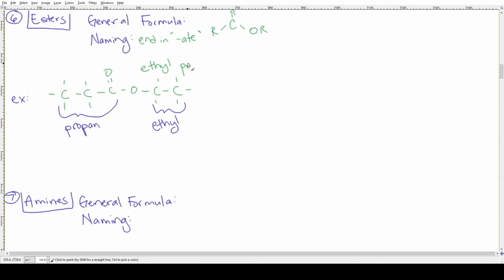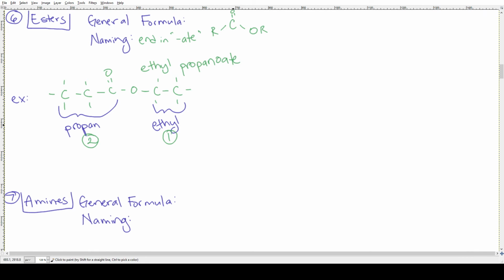Ethyl propan. I know the naming example here is just ate, but you almost always have an O added in there too. Ethyl propanoate. So the group that is not double bonded to the O comes first in the name, and then the group that is double bonded to the O comes second in the name.